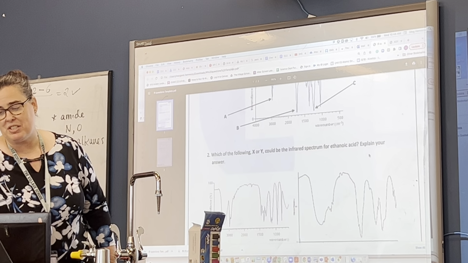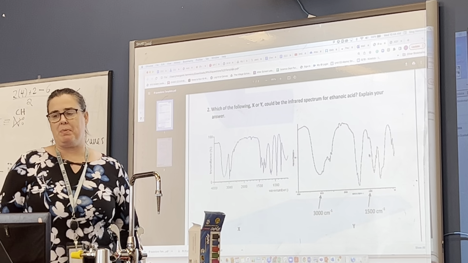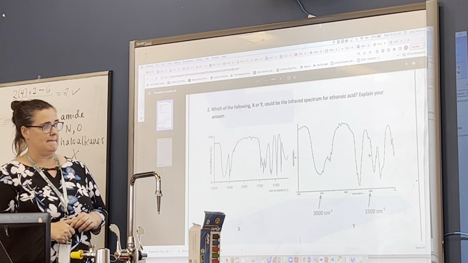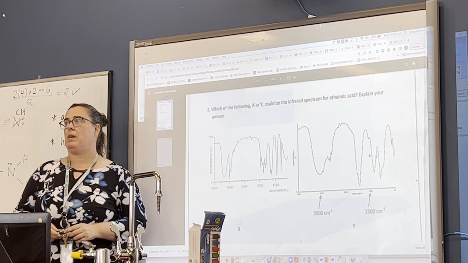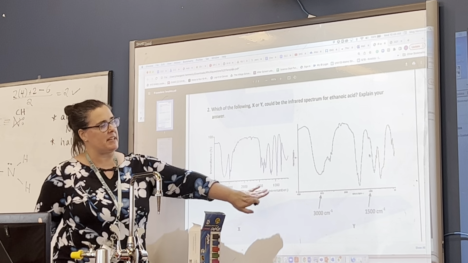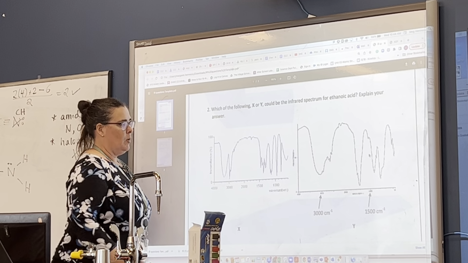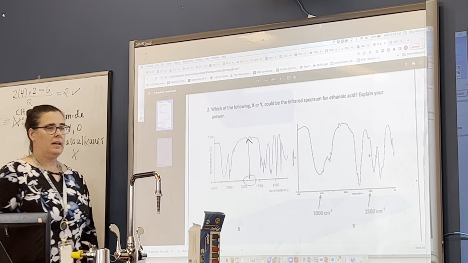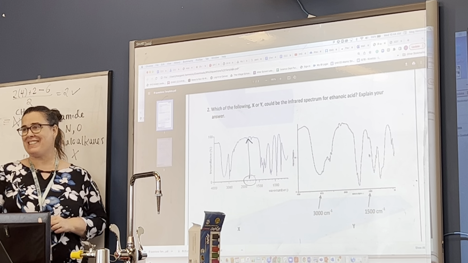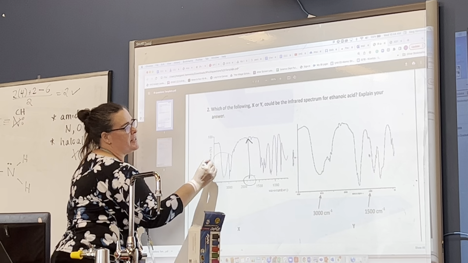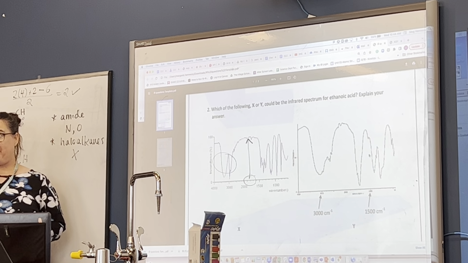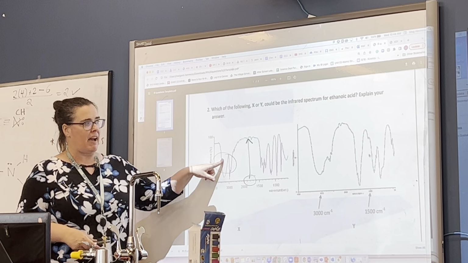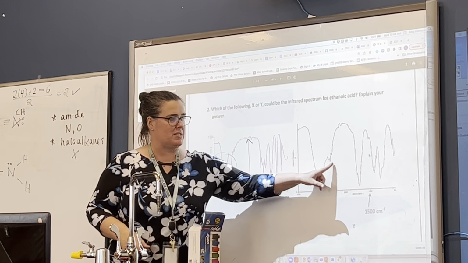Let's keep going. Which of the following could be ethanoic acid? This one or that one, and why? Okay, so I'm hearing you guys think it's the one on the right. What is this one missing? It's missing the C double bond O. What else is this one missing? The very broad of the carboxylic acid as opposed to just the broad of the OH. So this is an alcohol. This big one is a carboxylic acid.